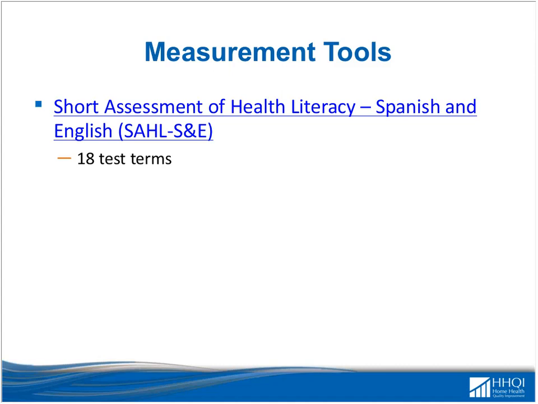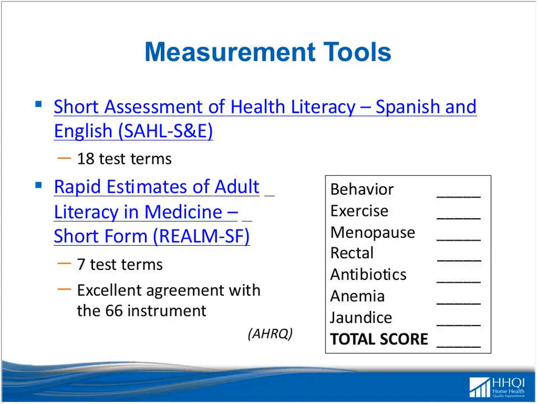There is also the Rapid Estimate of Adult Literacy in Medicine, and it's now only 7 terms, and I put that on the slide for you. It used to be a 66-item instrument. Can you imagine sitting during a visit or an encounter and asking a patient to read 66 terms back to you? As a patient, I would feel very indignant in doing that, and I can't imagine the time.